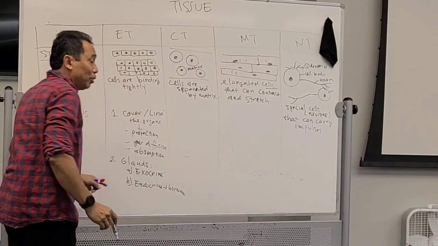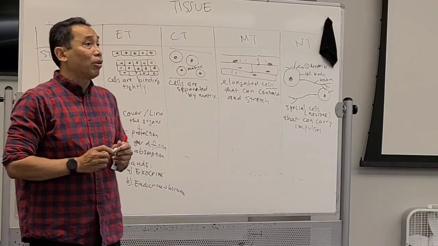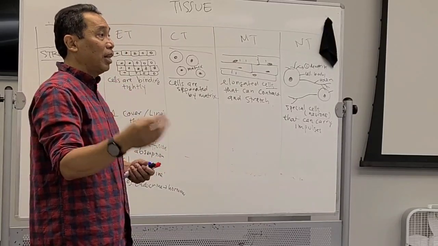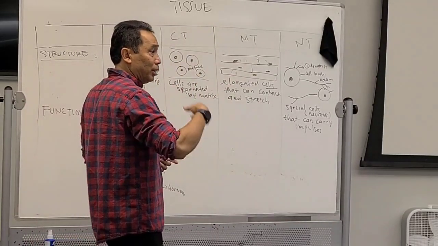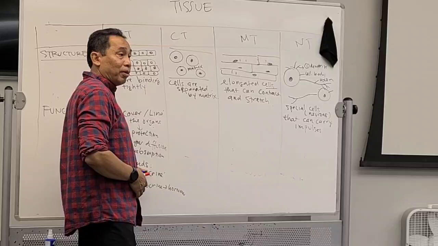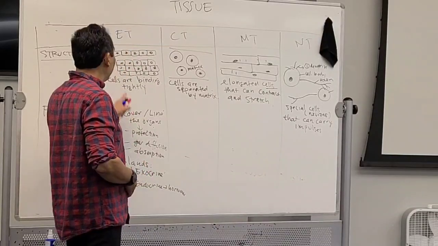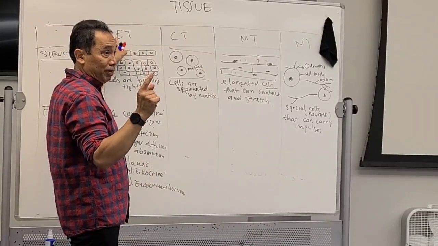The endocrine gland produces hormones. The exocrine gland produces things other than hormones: sweat, tears, saliva, wax, mucus, enzymes. Those come from exocrine glands. They are actually what? ET. Get it? We're going to learn that later.